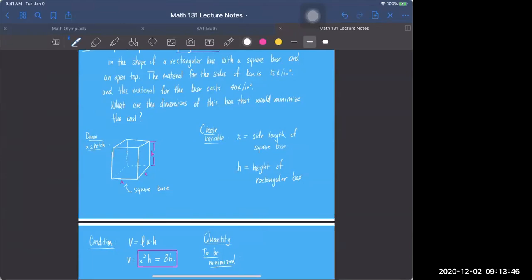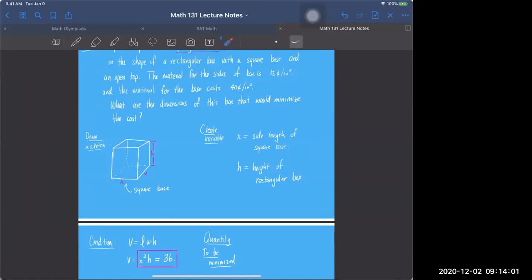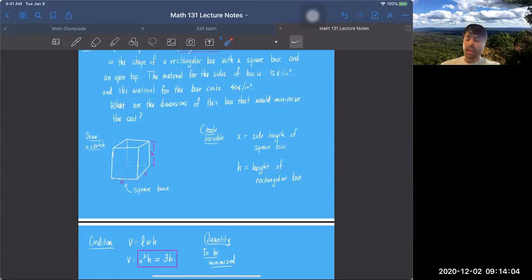No, we have to use both because we have the sides. I have four sides. I have an open box, right? And I have a square base. The base has material that costs 40 cents per square inch, and the sides have material that costs 15 cents per square inch. But my question is, how do I represent this function? That's the hard part. This drawing is fine. Creating the variables is fine. Even finding this condition is fine. But finding this quantity actually is not that straightforward if you don't know how to begin.